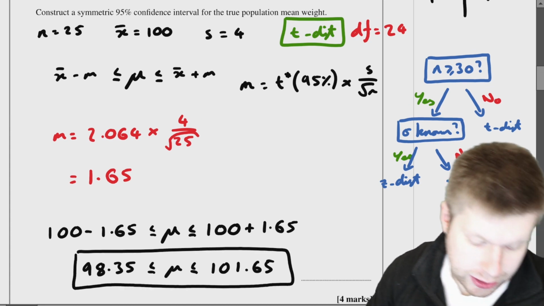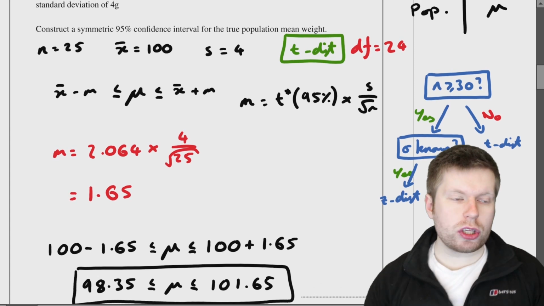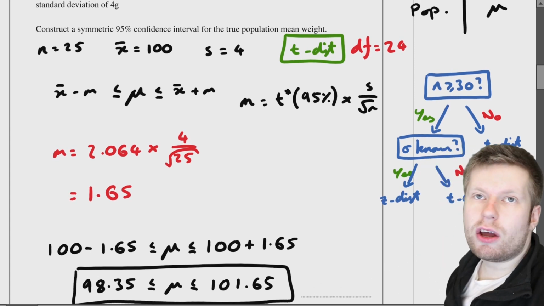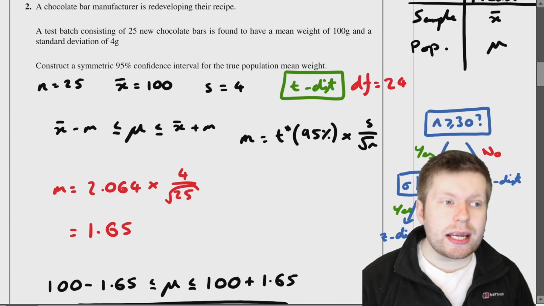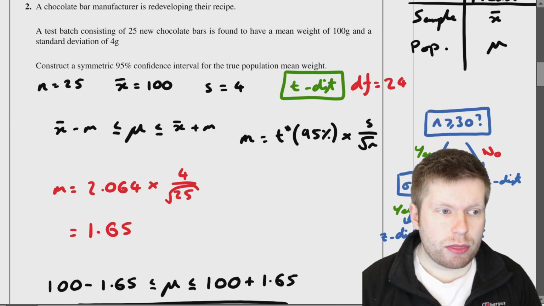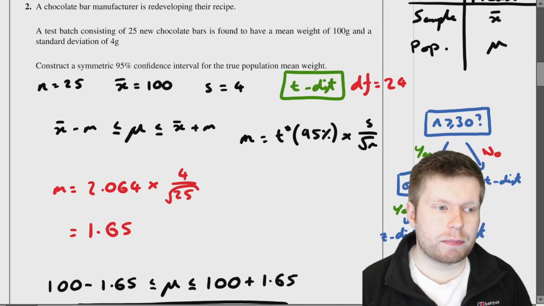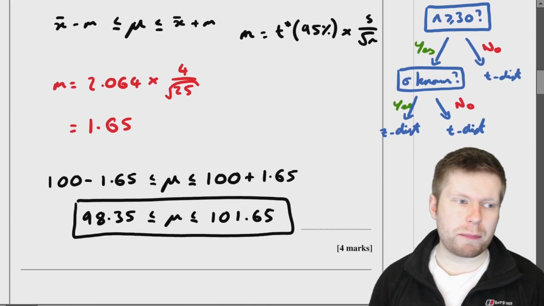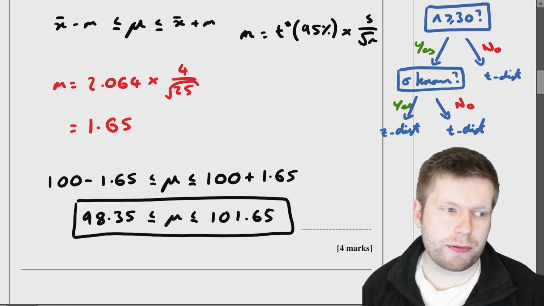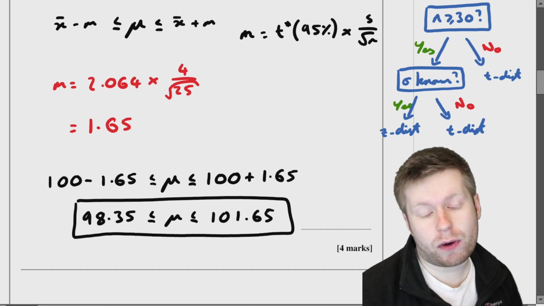What my confidence interval is literally saying is that in order to include 95% of my data, okay, I'm saying that I can be 95% confident that based on this sample data, my true population mean weight of my chocolate bars should lie somewhere between 98.35 grams and 101.65 grams.